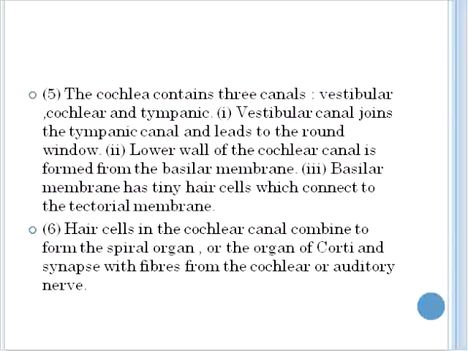As the cochlea and the fluid within it vibrate, there are three canals: the vestibular, cochlear, and tympanic. The vestibular canal joins the tympanic canal and leads to the round window. The lower wall of the cochlear canal is formed from the basilar membrane. The basilar membrane has tiny hair cells which connect to the tectorial membrane. As the fluid vibrates, hair cells in the cochlear canal combine to form the spiral organ, or the organ of Corti, and they synapse with fibers from the cochlear or auditory nerve, passing signals down through to the brain where it's interpreted as a sound.